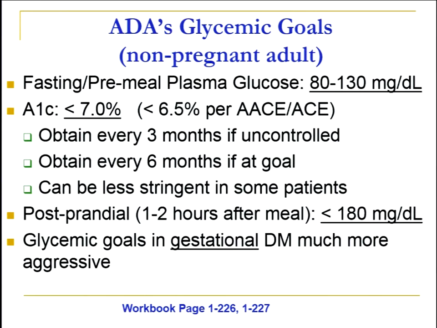How often do we need to get an A1C level? Well, at least every 3 months in patients who are uncontrolled, and about every 6 months, or twice a year, in patients who are at their goal. You can be less stringent in some, as we just talked about. You can be more stringent.